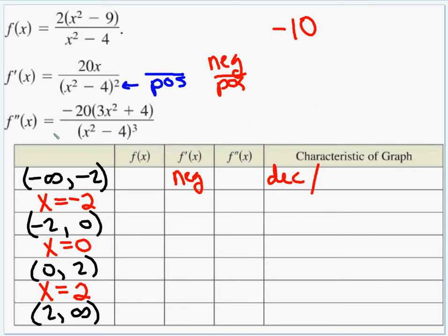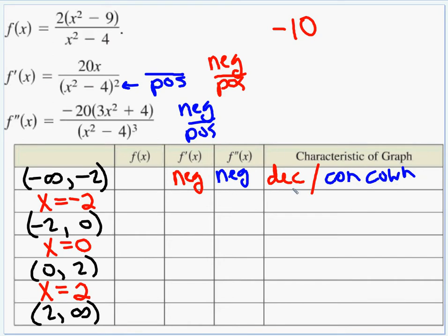If I put the same negative 10 into the second derivative, we're going to have here in the parenthesis negative 10 squared is 100, times 3 is 300, plus 4 is 304, but that gets multiplied by a negative 20, so our numerator is negative. Denominator, put a negative 10 in there, we square it, get 100. 100 minus 4 is positive, and if you cube that, it is positive. Negative over positive is a negative second derivative, so we are concave down.